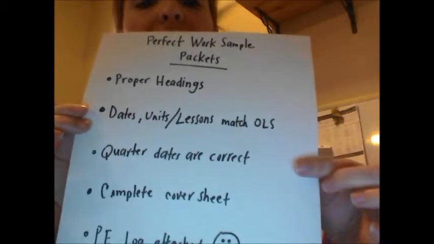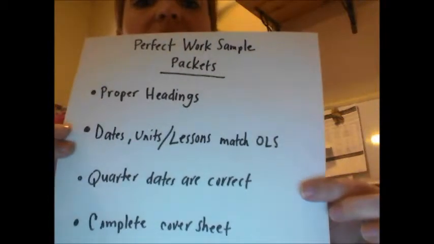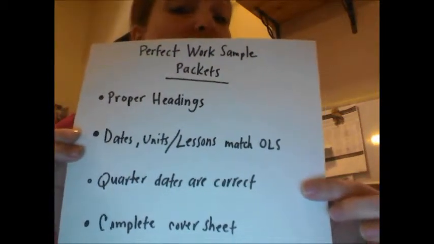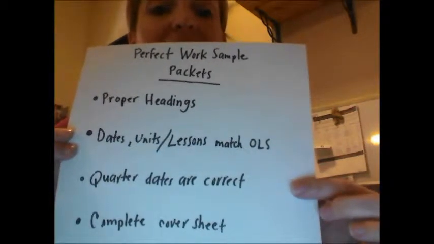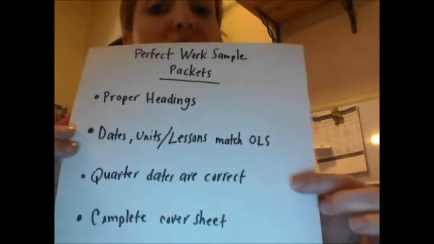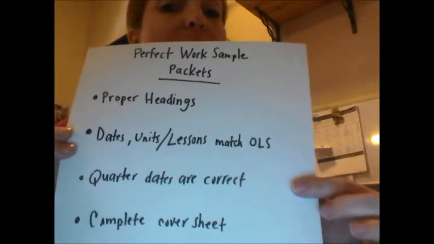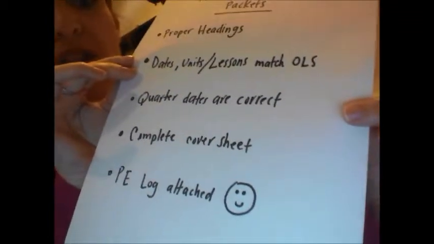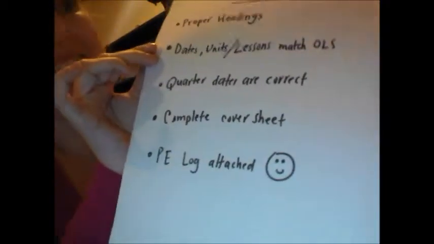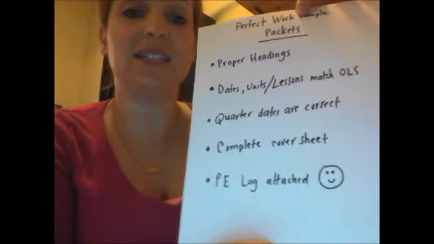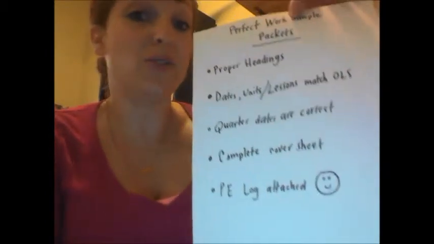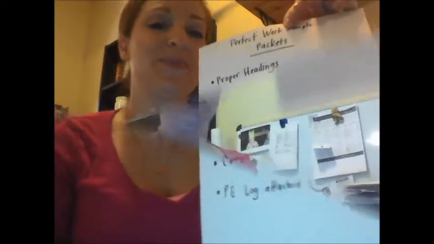The 4th bullet point is to complete the cover sheet. The teachers and I have created this cover sheet to help you. We promise you, we don't want to create more work. It really is to help you. And by going through the checklist, you're really going to ensure that your work sample packet is perfect. Then you're going to attach a PE log to the end and make sure that it's fully complete. And this is how you know you have perfect work samples.